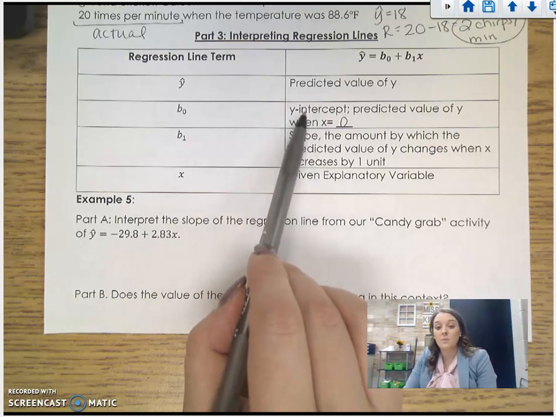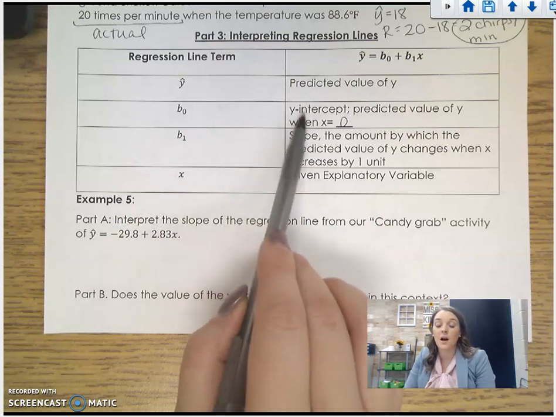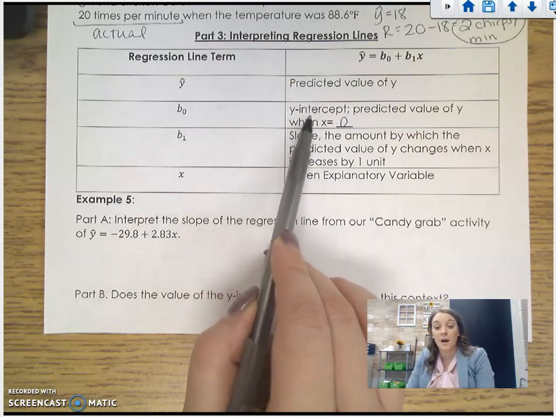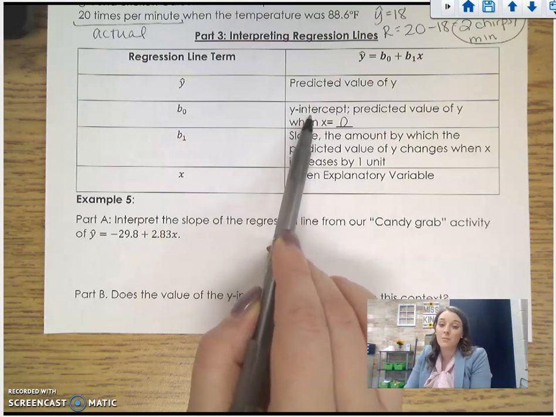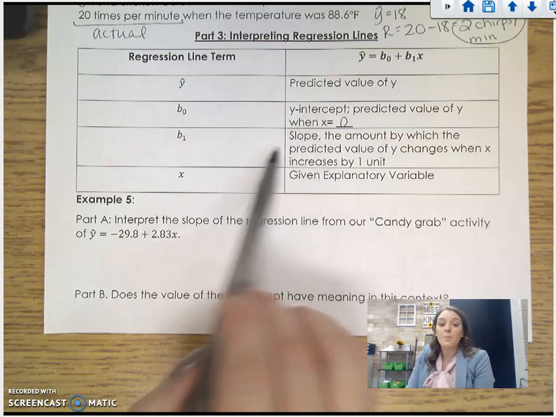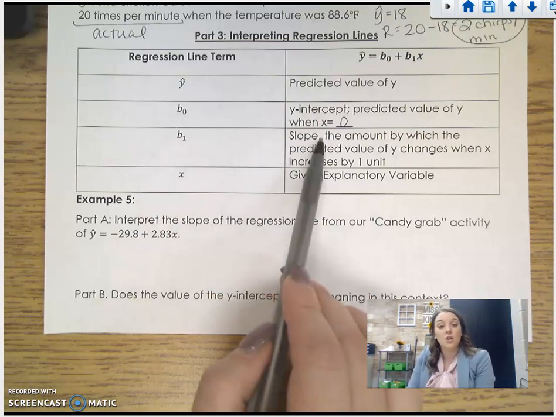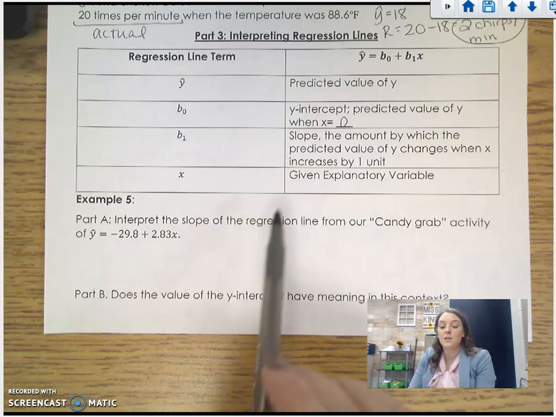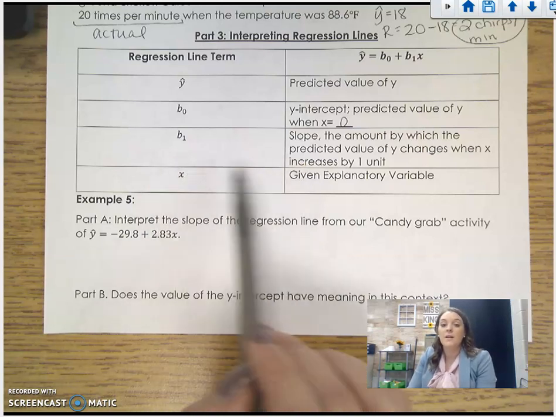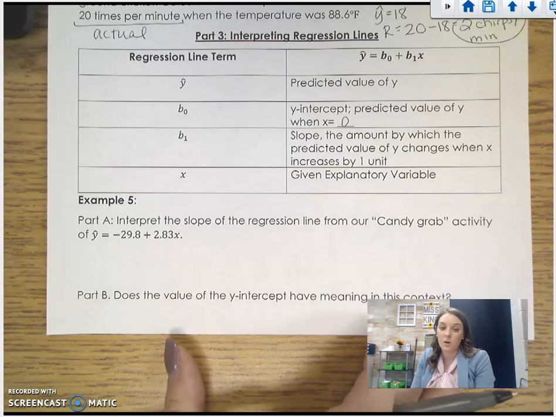Sometimes your y-intercept is going to have context, sometimes it's not. That's a very common question that can be asked on the AP test because they want to see if you know what that y-intercept means, if it means anything at all. B1 means the slope, and it's the amount by which the predicted value of y changes when x increases by 1 unit, and then x is your given explanatory variable.